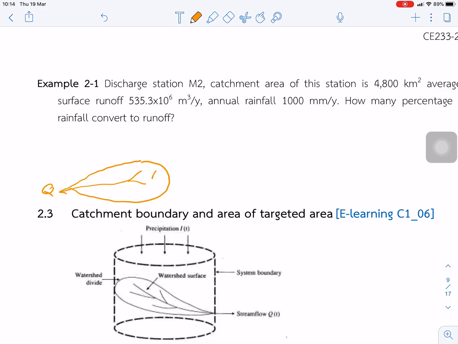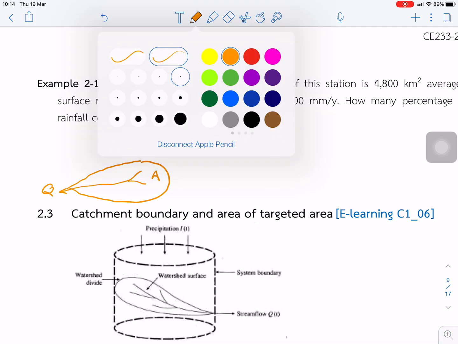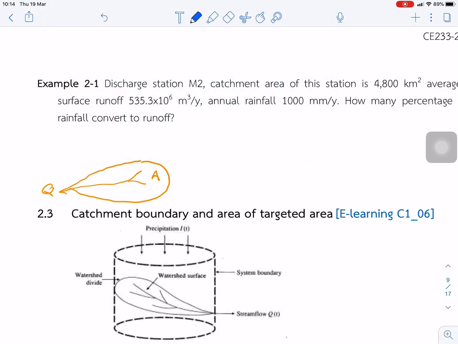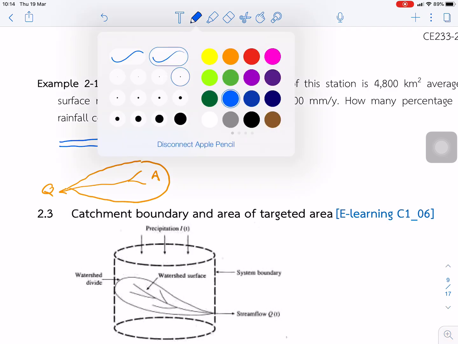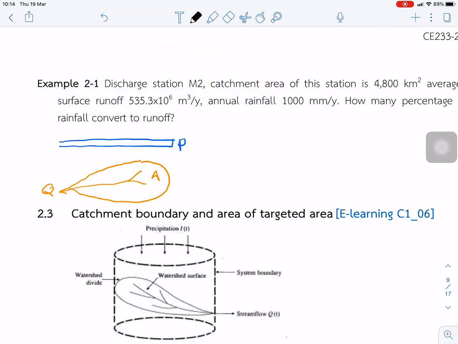Okay, this is area A, and this receives the annual rainfall, P. Okay, so we can write the given data. This means bringing out the symbol and the number from the problem: area A is 4,800 square kilometers.